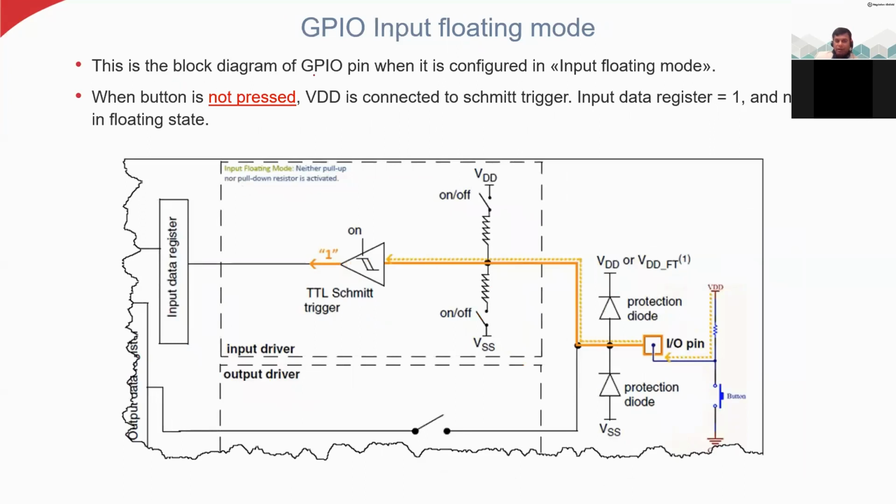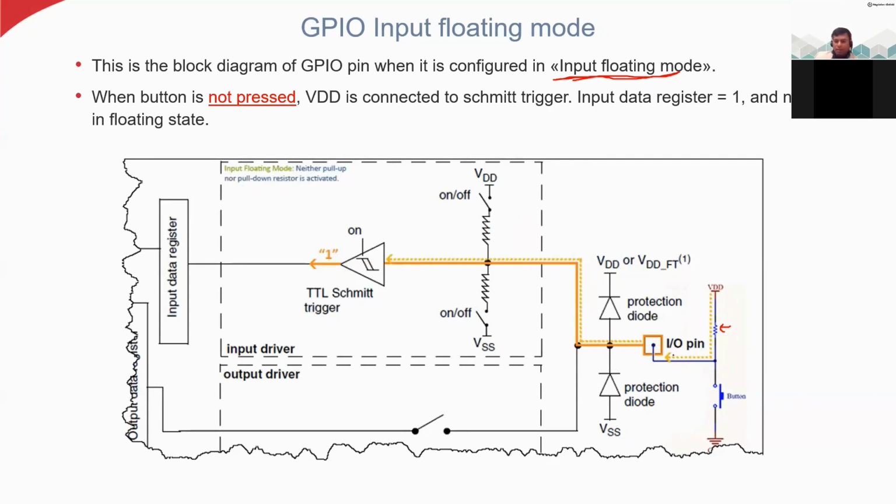So this is the block diagram of the GPIO pin when it's configured in input floating mode. Okay, so when the button is not pressed, what is happening here? Here you can see this input output pin is connected to ground and also connected to the VDD. It's connected to the VDD through this resistor and connected to the ground using this switch. Everything else is the same internal circuit schematic. So this pin is connected to this schmitt trigger, and you have these pull up and pull down resistors.